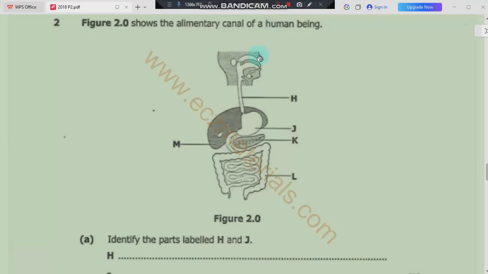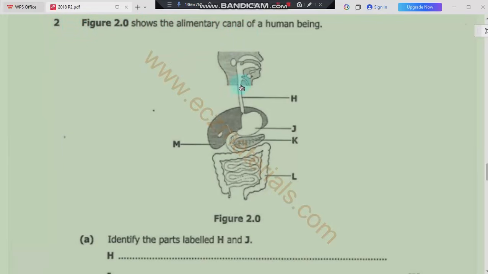So today in biology, I wanted us to go through this past paper question from the year 2018. This question is on the alimentary canal. After attempting this past paper question on the alimentary canal, I'll make a video, hopefully tomorrow, on the digestive system. So the question says, figure 2.0 shows the alimentary canal of a human being.